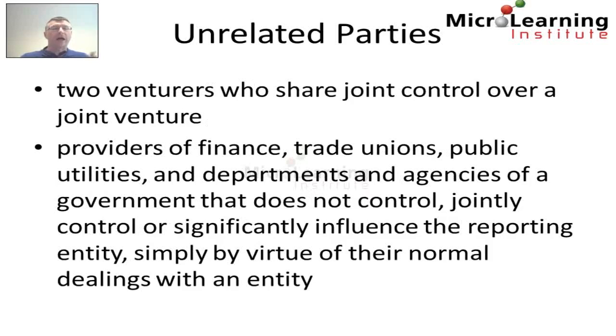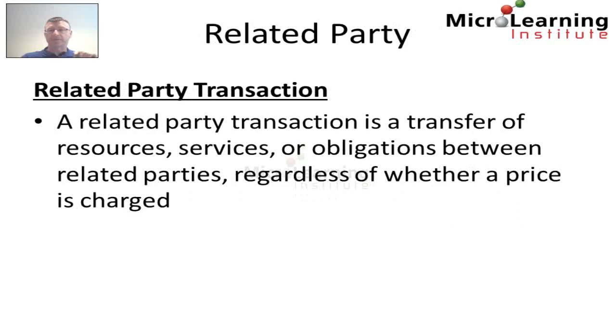Also unrelated are 2 venturers who share joint control over a joint venture, as well as any providers of finance, trade unions, public utilities, and departments and agencies of a government that does not control, jointly control, or significantly influence the reporting entity simply by virtue of their normal dealings with the entity.